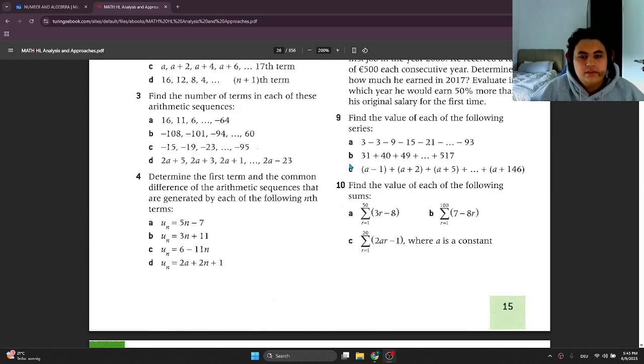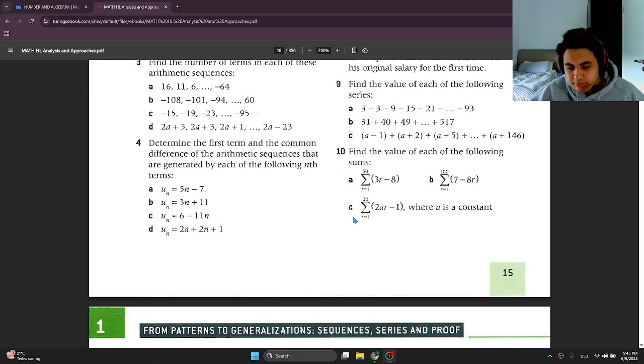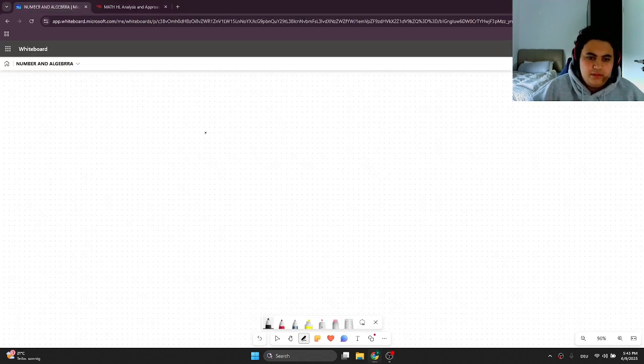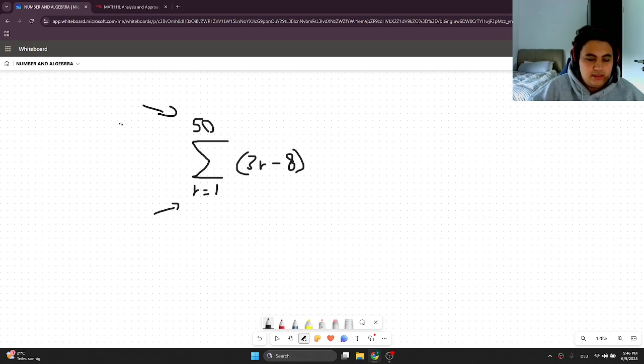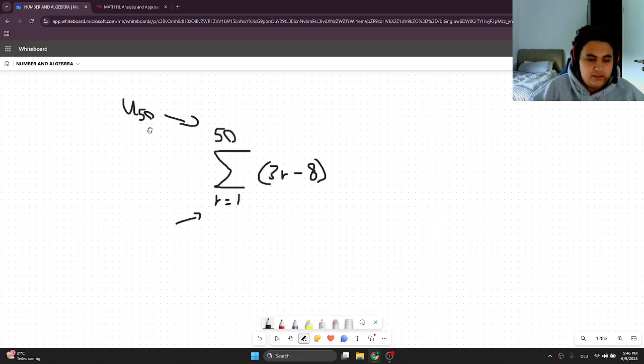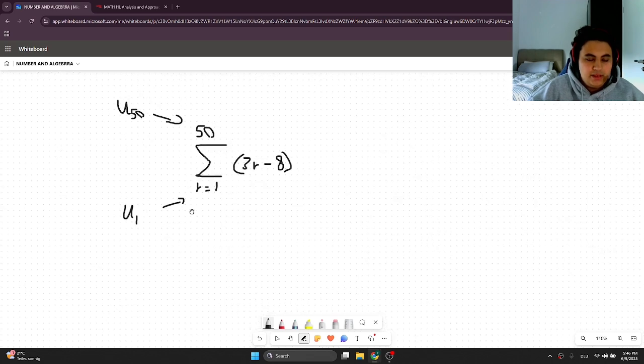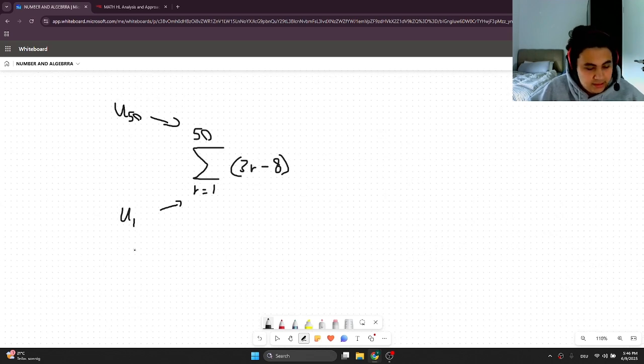Okay, so now let's go on to the next question. Over here it says find the value of each of the following sums. Let's look at A first. I have the sigma notation, with 50 on top, r is equal to 1 at the bottom, and then 3r minus 8. That is the pattern that the sequence follows. So this is where we're starting. We start at U1, and this is our nth term, so this is U50. The series that we're following starts at U1 and stops at U50.